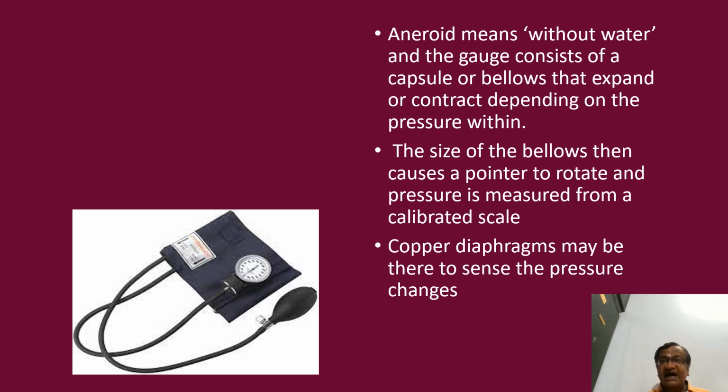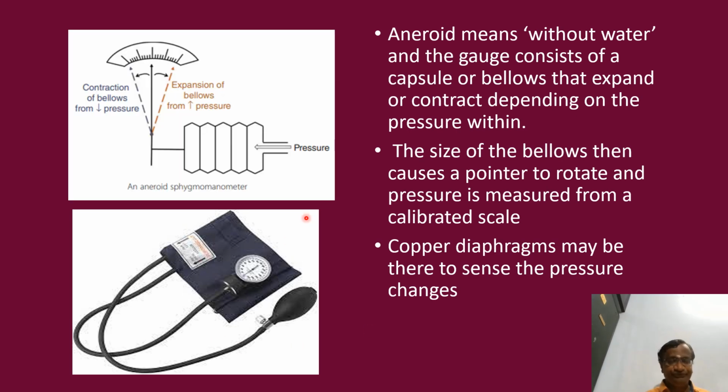Now we are starting to use aneroid. Aneroid means without water. That is the meaning of aneroid. It consists of a gauge, either a capsule or bellows that expand or contract depending on the pressure. The size of the bellows causes a pointer to rotate. There may be copper diaphragms to sense the pressure changes. Now you see, this is the bellows. Now the pressure is applied. Now the size of the bellows here causes the pointer to go here and there.